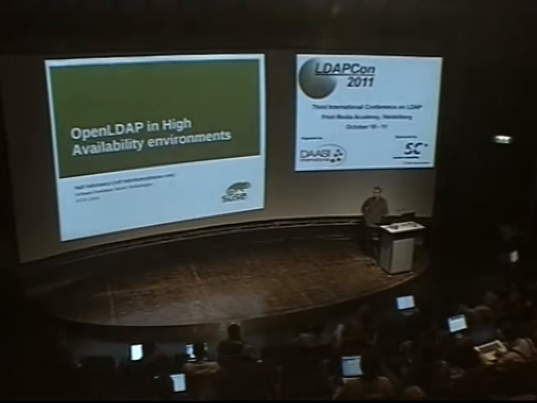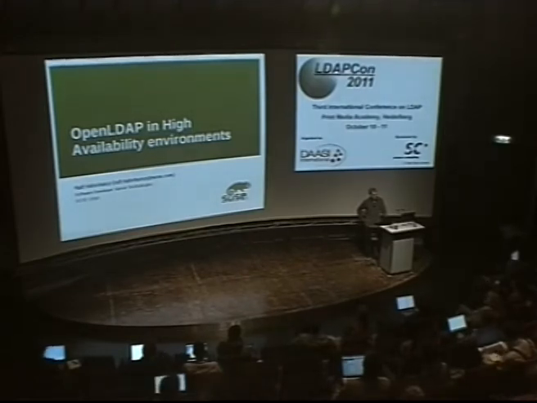So what is high availability? It's basically the ability of a system to continue to provide services even if one or more components fail. So the goal is to reduce outages to a minimum and to recover fast if there is an outage. But the main goal is to have no outages at all.